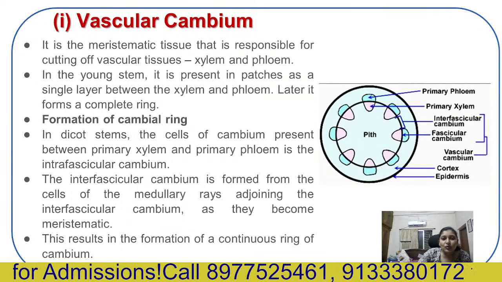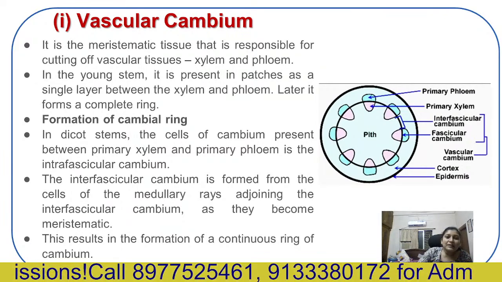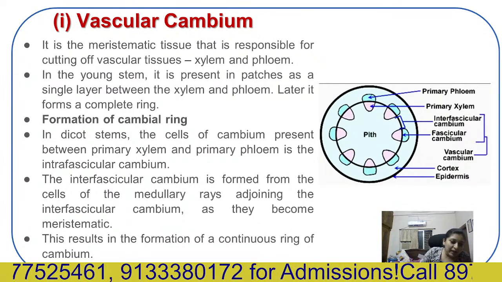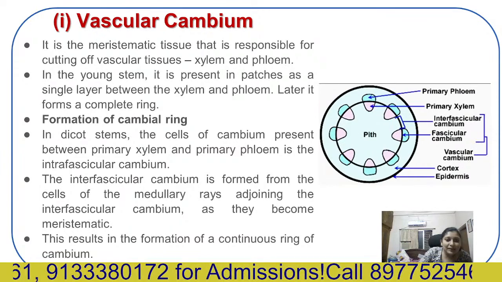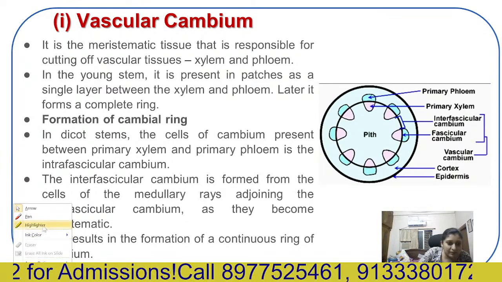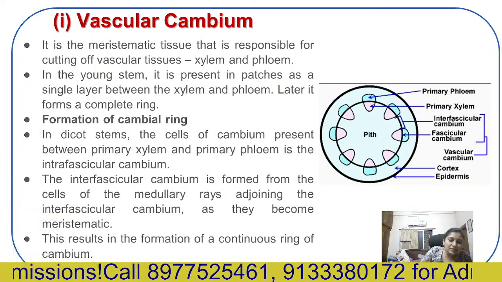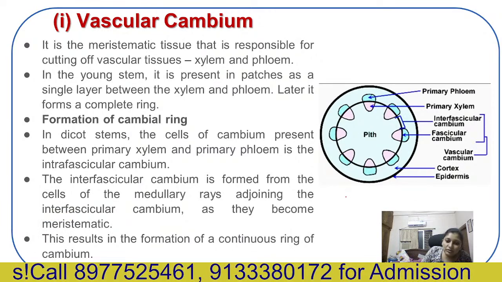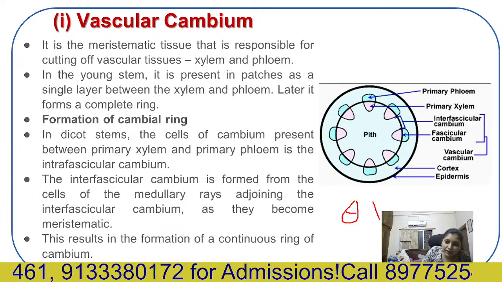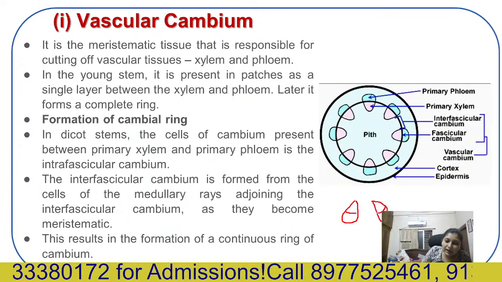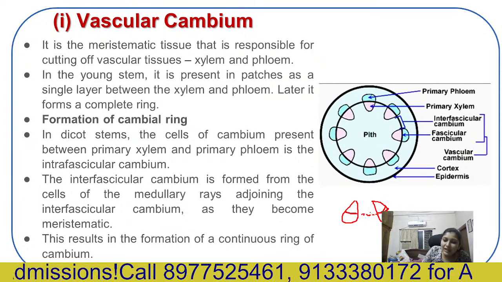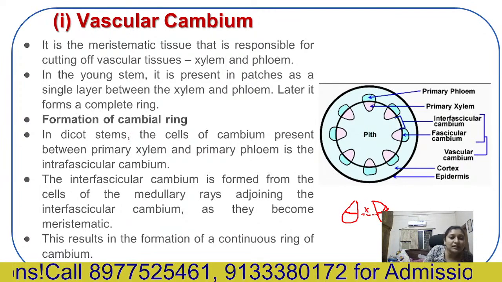First it is the vascular cambium. It is the meristematic tissue that is responsible for the cutting off of the vascular tissue, that is xylem and phloem. In the young stem it is present in patches. So remember, in the young stem it is present in patches as a single layer between the xylem and phloem. For example, this is xylem and phloem, then it will be like this, in patches. There is no continuous ring; this part is absent in the young stem.